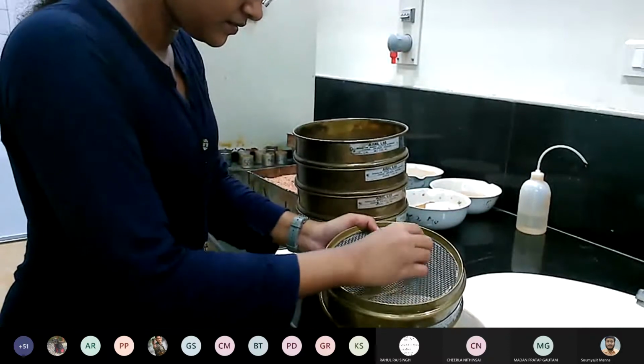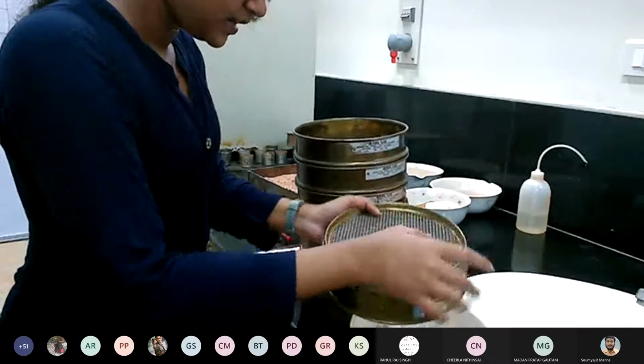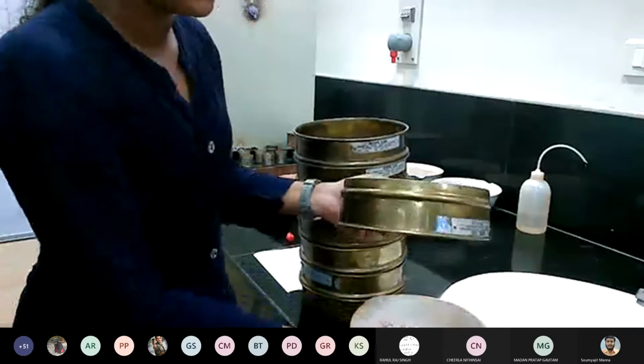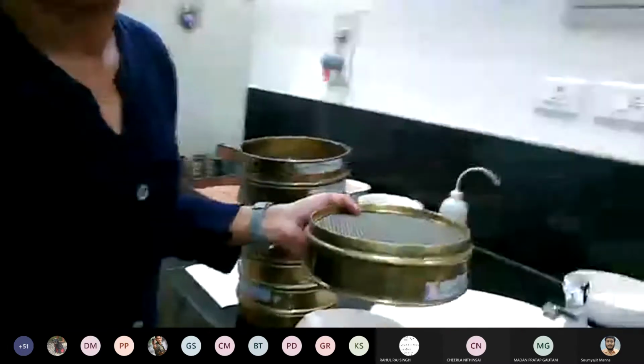So I request everyone to take a pen and paper so that we can prepare a table or fill the table. Just take a pen and paper out and start filling your table.